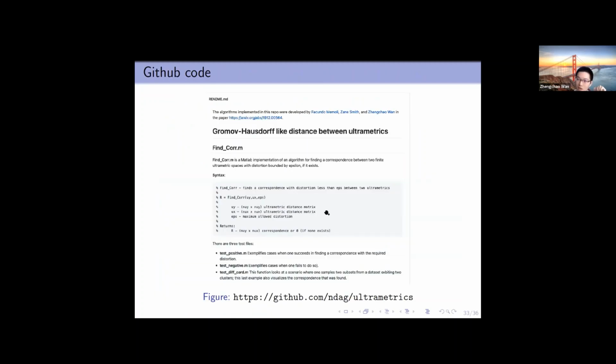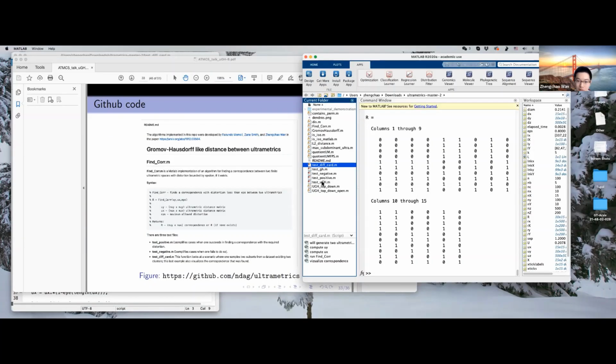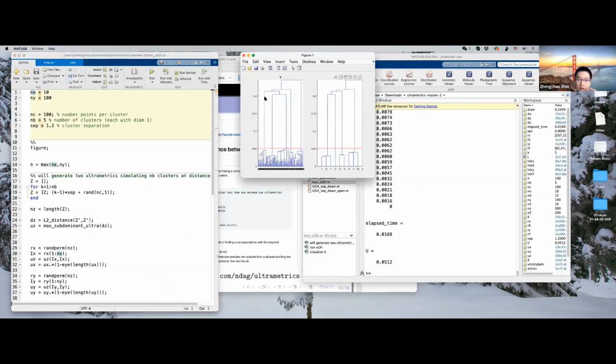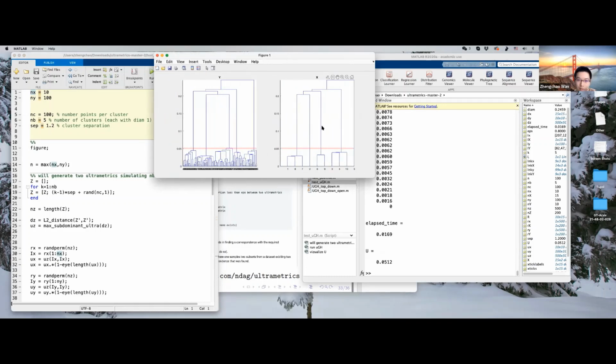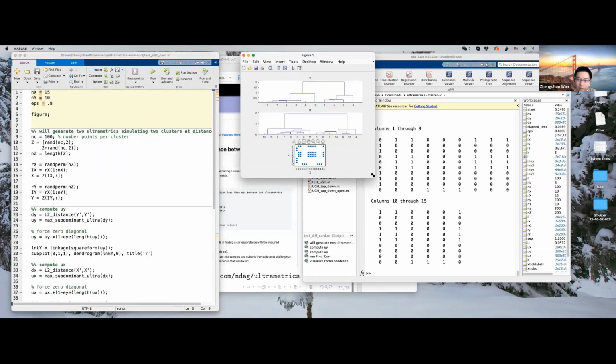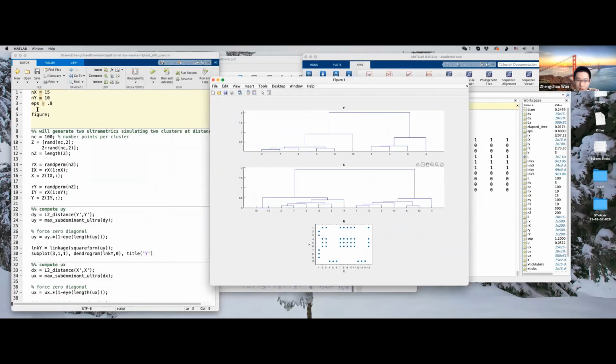We have implemented the recursive algorithm and the UGH algorithm in MATLAB, and you can find the code on GitHub. I can show a quick demo of how to use our code. After you download all the functions from our GitHub page, there are several test functions you can play with. For example, this is a test UGH code. It first generates two random ultrametric spaces and computes their UGH distance. And let me show you another one. This one will also generate two random ultrametric spaces, and compute an epsilon correspondence between them with a pre-specified epsilon value.